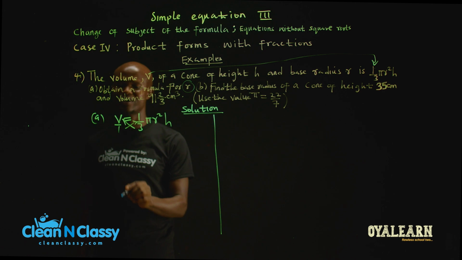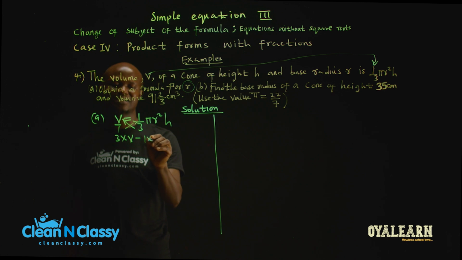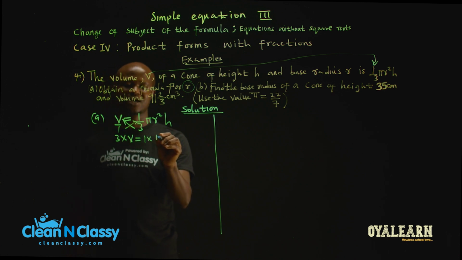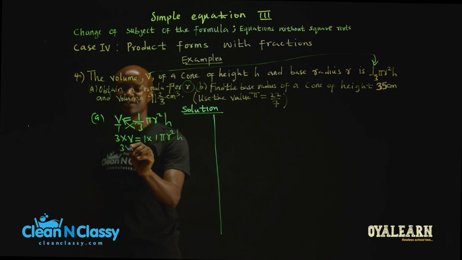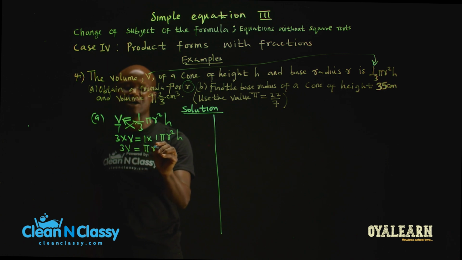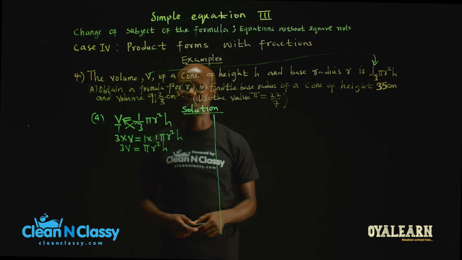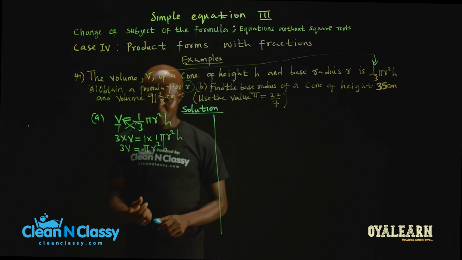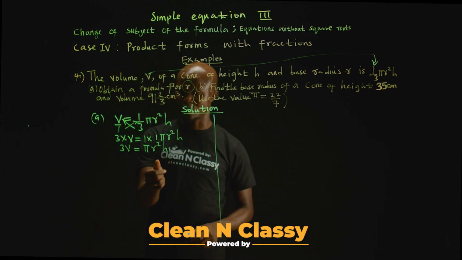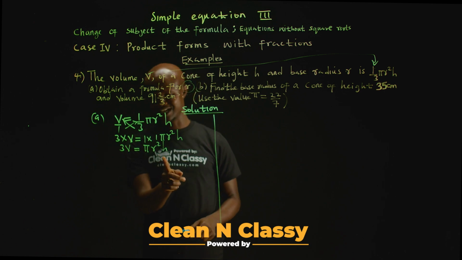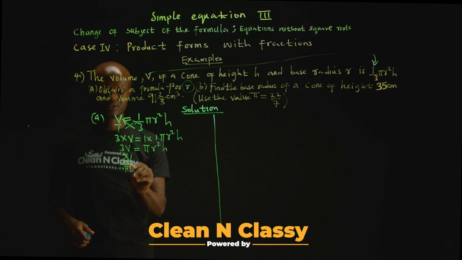By cross multiplying, what are we having? 3 times V equals 1 times pi r squared h. Now from here, we have 3V equals pi r squared h. Don't forget, we want to make r the subject of the formula. So r squared is in the middle here, and anything apart from r squared, we need to remove. That is pi and h. So we are going to divide both sides by pi h.